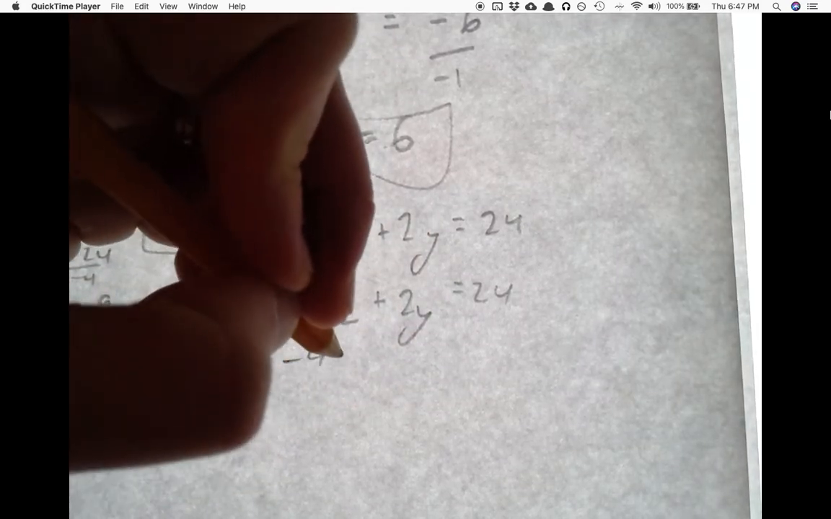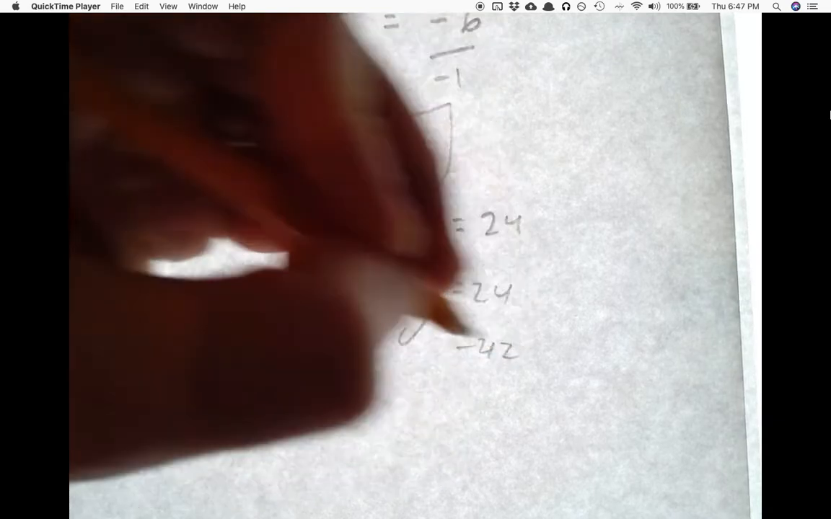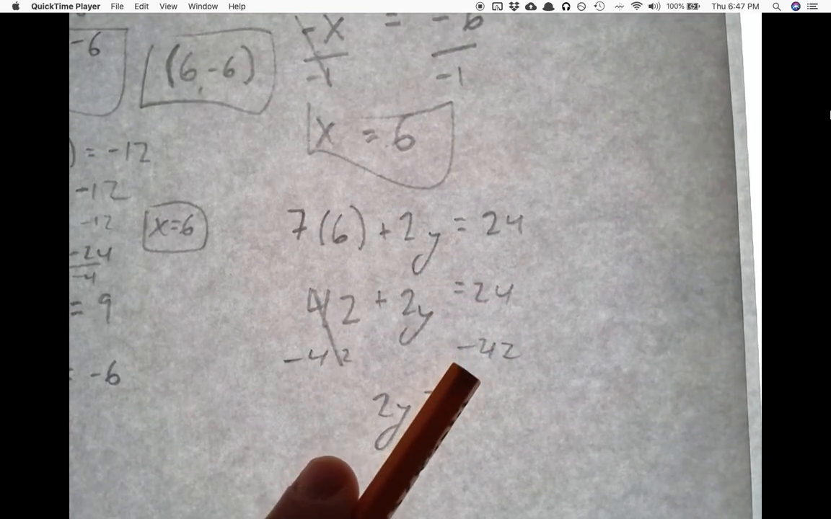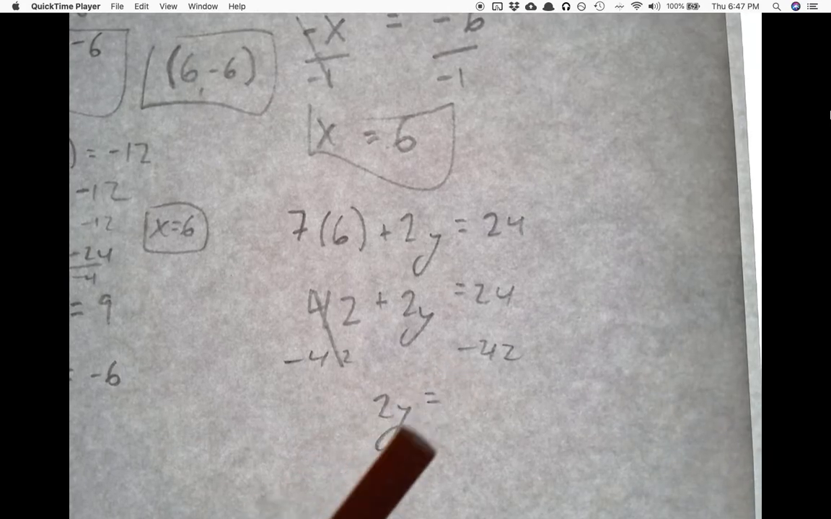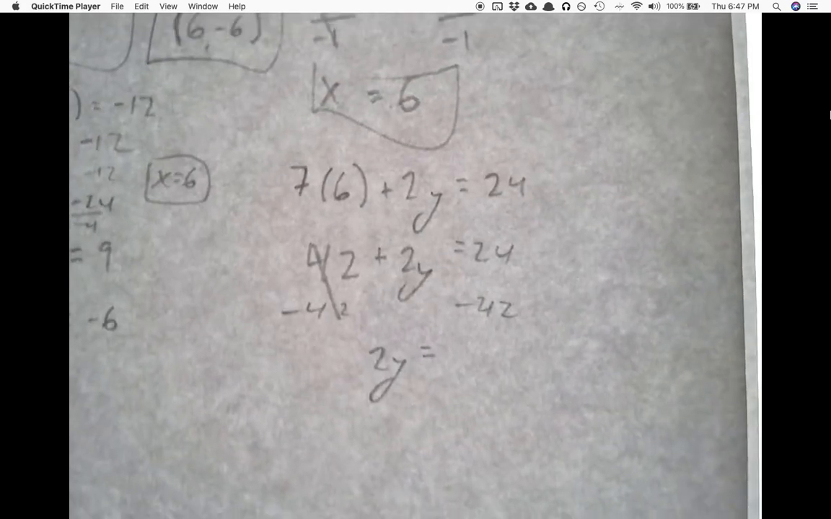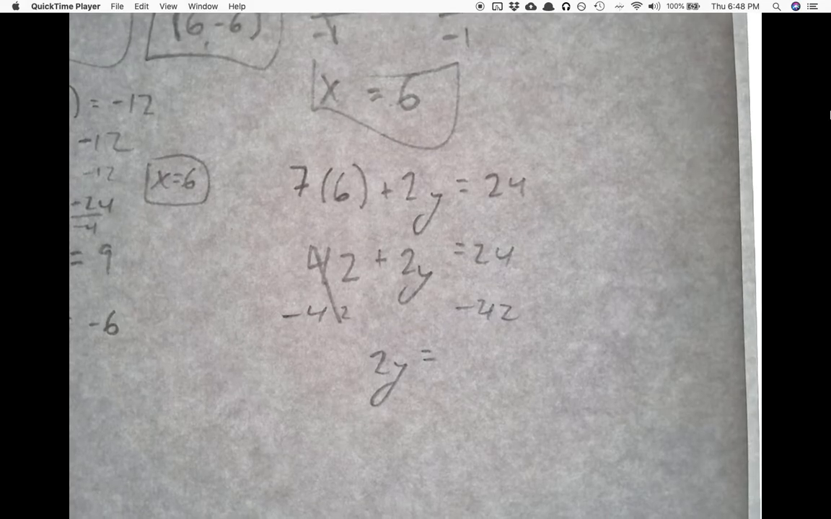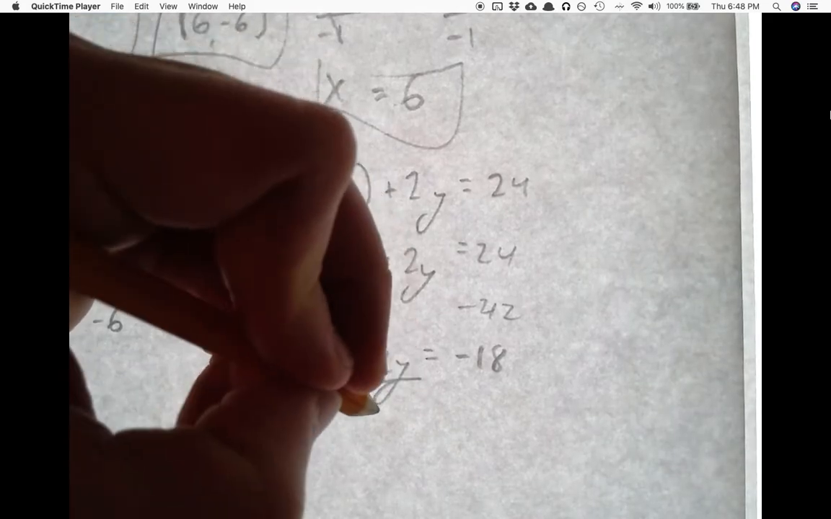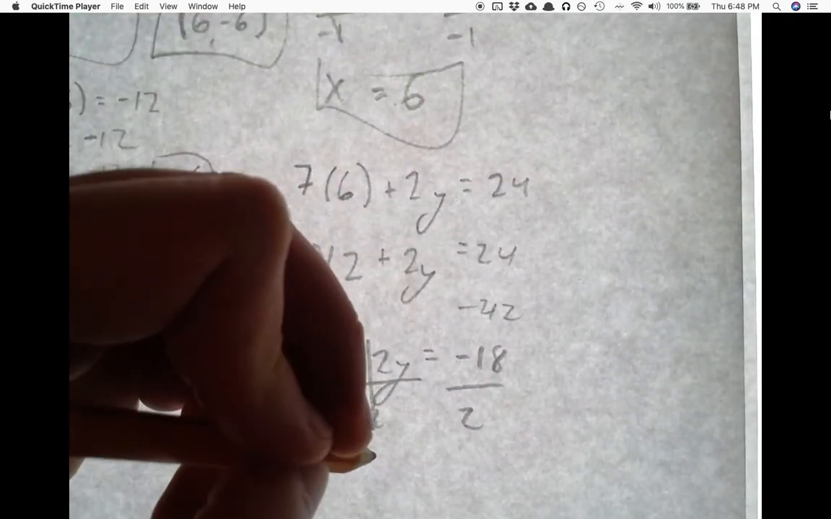So subtract 42 from both sides. Uh-oh. That is not super pretty. 24 take away 42 is going to be... Let's just confirm that with a calculator. Ooh, sorry, I hit the camera. 24 take away 42. Okay, -18. Always good to be 100% sure that you're getting it right. Finish up by dividing both of these sides by 2.